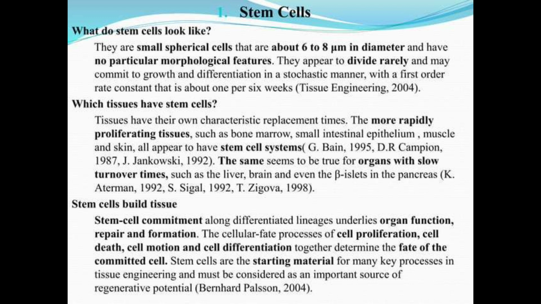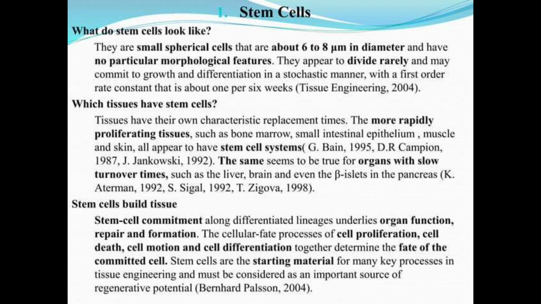What are all the tissues we have? In our body, we have rapidly proliferating tissues such as bone marrow, small intestinal epithelium, muscle, and skin. They appear to have stem cells. The same seems to be true for organs with slow turnover times, such as liver, brain, and even beta islets of the pancreas.